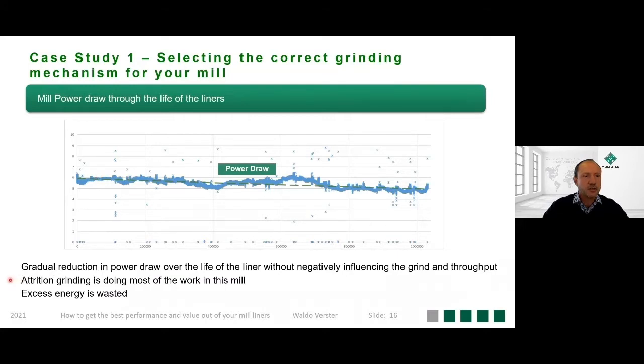So we can conclude that attrition grinding is doing most of the work in this mill, and then excess energy is initially wasted. The impact grinding is not doing a lot of work in this mill application. We need to take into account, this is an extreme case. In most cases, impact grinding is extremely important, but this case study shows us choosing the correct grinding mechanism for your mill is a priority, and you must sort that out during the first few supplies of your liners.